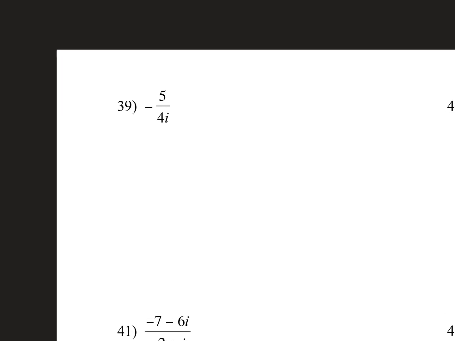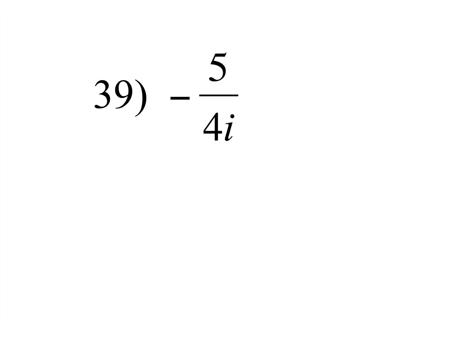All right, on the next page, let's look at 39. What can we do to get rid of the i from our denominator here? Multiply by what? What did we say on the last one that we could just multiply by? Just i. So I'm going to multiply the top and the bottom by i. If you only have the imaginary part on the bottom, you only need to multiply by i. You can multiply by negative 4i. You're just going to end up simplifying at the end.